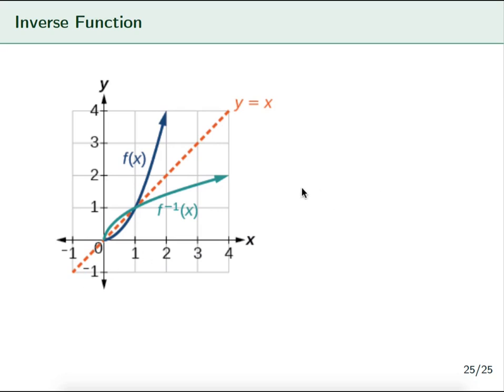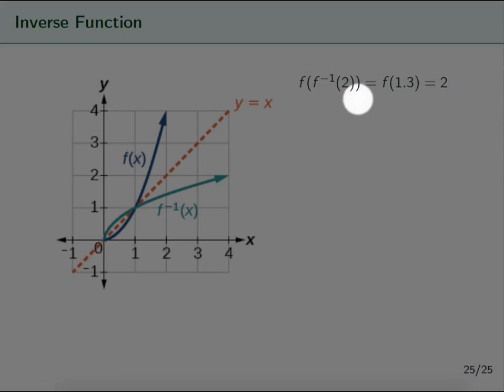So let's pick a number. I'm going to try the composite of two functions. If I do f of f inverse of 2, let's look at this. Let's find the output. Let's evaluate this value. f inverse is the green graph. So I'm going to plug 2 into the green graph. And as an output, I get maybe about 1.3. Okay, so estimated 1.3.